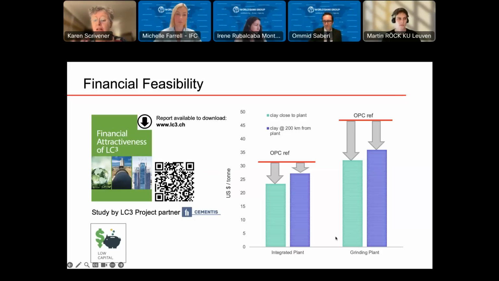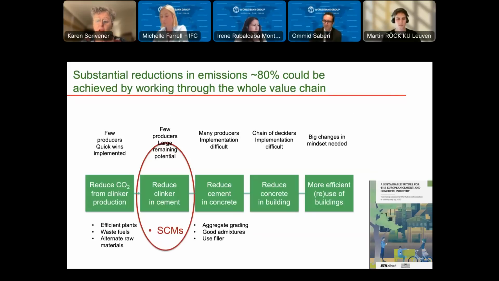And the good news is that we can actually do this while saving cost. So LC3 is a solution that can be produced more cheaply than the reference ordinary Portland cement. So going back to this chain of things and emphasizing the LC3 as the first step, we then need to think about cementing concrete.